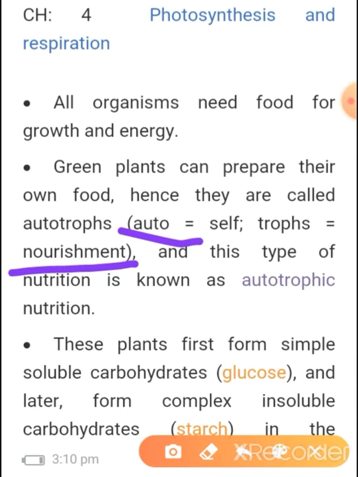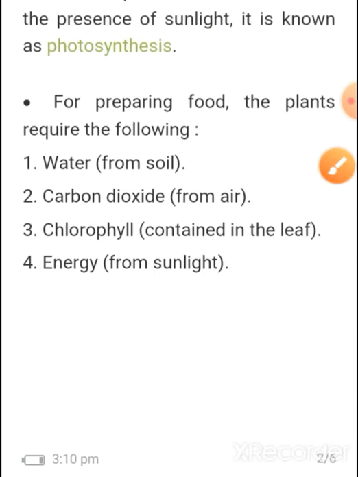Now these plants first form a simple soluble carbohydrate, that is glucose, and later form complex insoluble carbohydrates in the form of starch, in the presence of sunlight and chlorophyll, with the help of water and carbon dioxide. As this process is carried out in the presence of sunlight, it is known as photosynthesis.